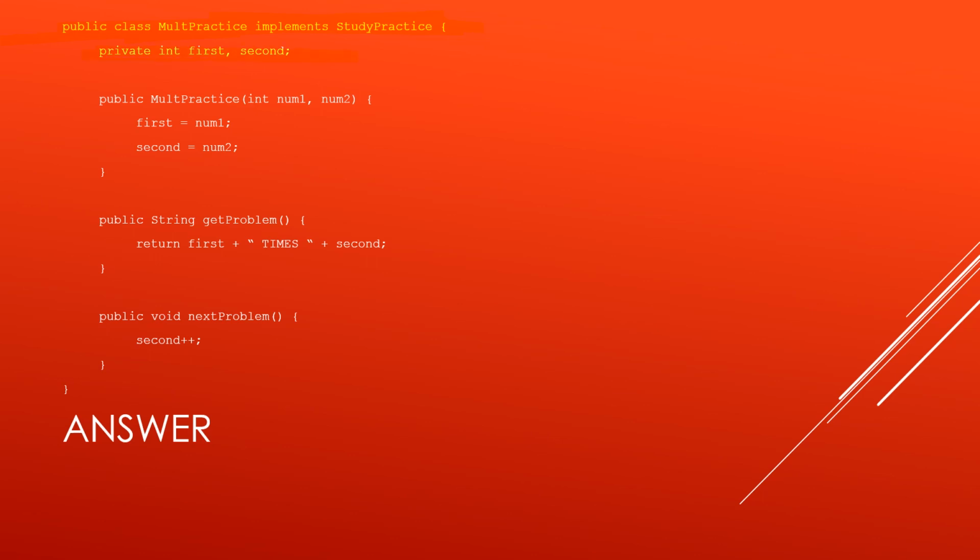And here's your instance variables. And then for your constructor, I used first equals num1 and second equals num2 to initialize my private instance variables. And then for getProblem, there's the return first plus the TIMES string and then plus the second variable. And then for nextProblem, here's the incrementer, and then there is your final code.